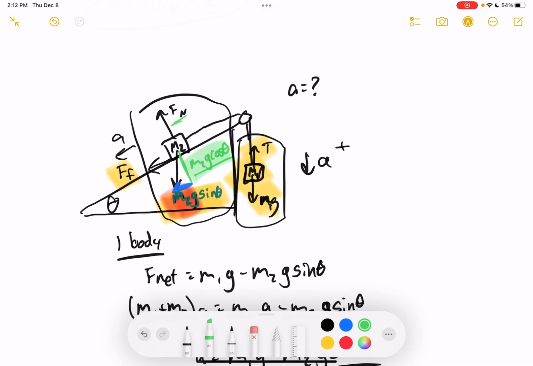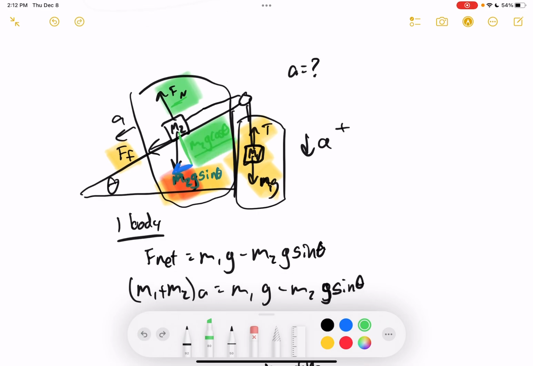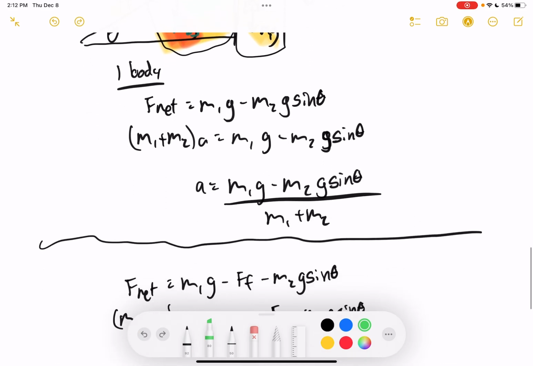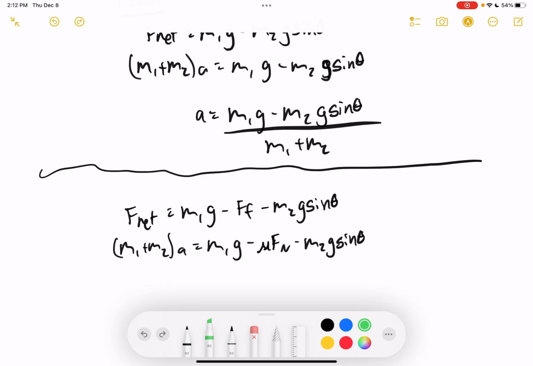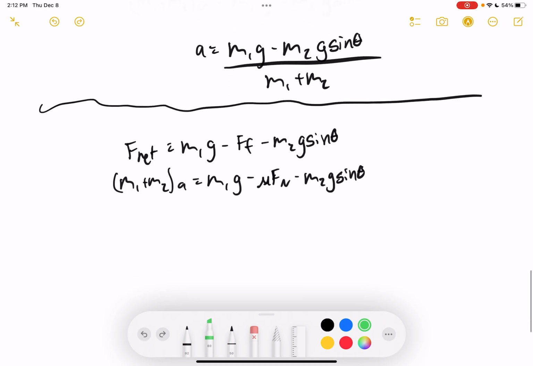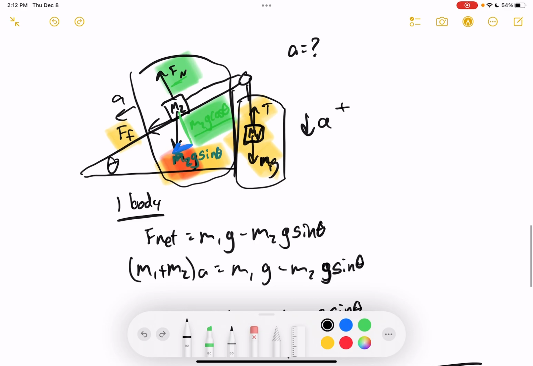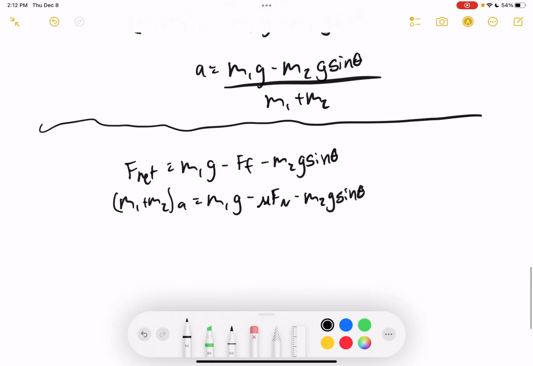Well, we found earlier that Fn, what is Fn equal to, right? Fn is equal to that m2g cosine theta, okay? We know that in the y direction it's not going into or out of the inclined plane. So we know Fn, I keep making that same mistake, Fn is equal to m2g cosine theta. Okay, so we'll plug that in.